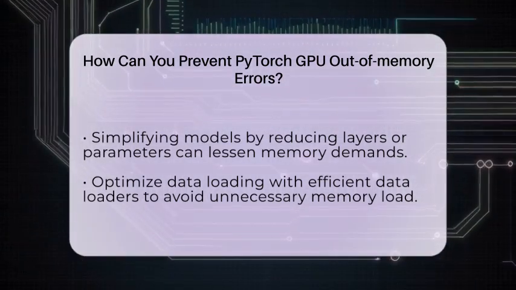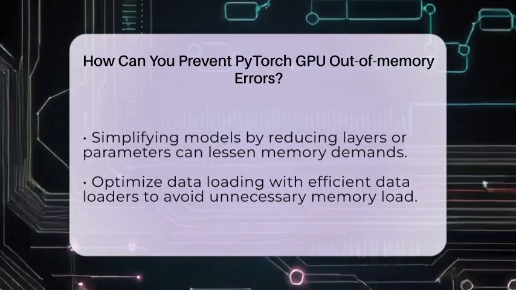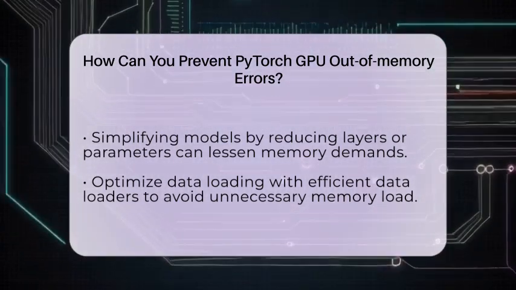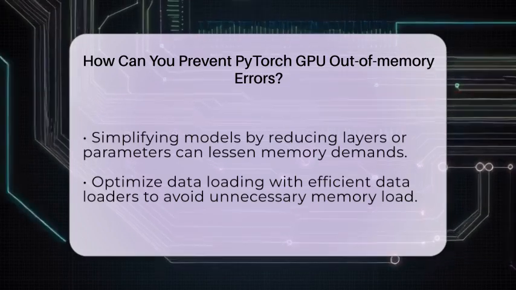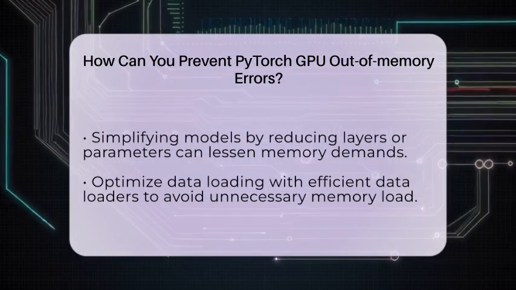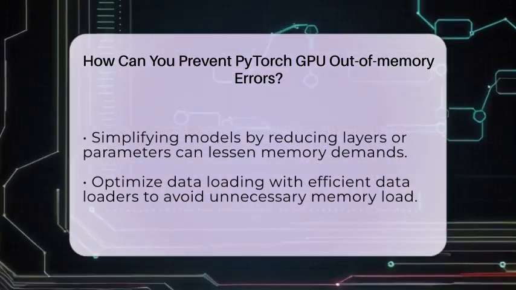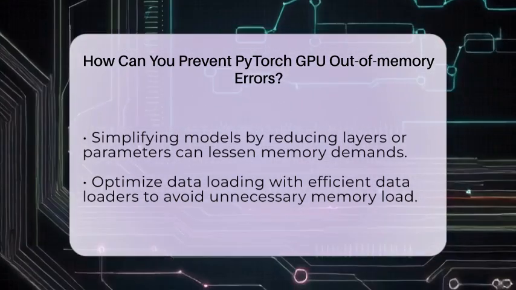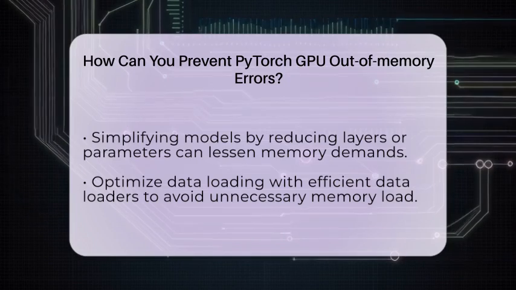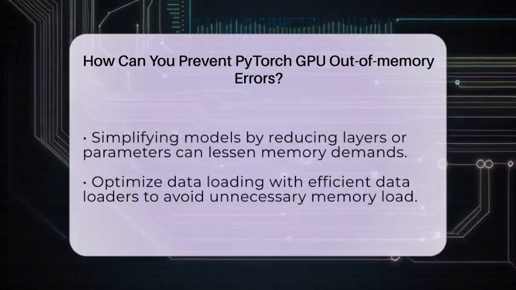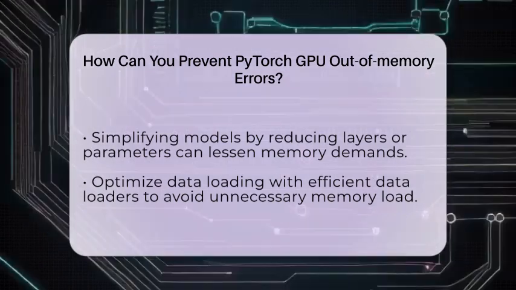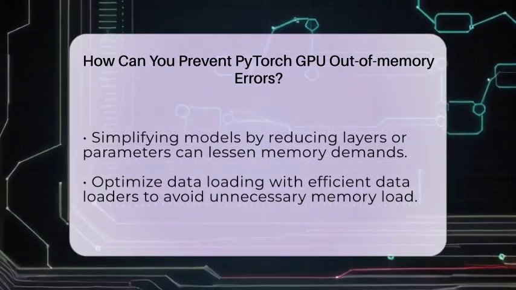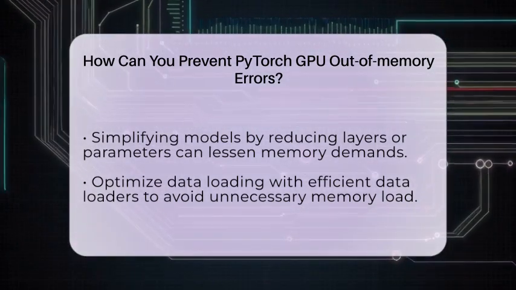Memory fragmentation can be tricky. Over time, small gaps in GPU memory can cause errors even if enough total space exists. You can reduce this by setting environment variables like PYTORCH_CUDA_ALLOC_CONF equal to max_split_size_mb:128. This controls how memory is allocated and can help prevent fragmentation. You can also limit how much GPU memory each process uses. With torch.cuda.set_per_process_memory_fraction, you specify a fraction of total GPU memory for your process. This prevents one task from hogging all the resources and causing errors for others.